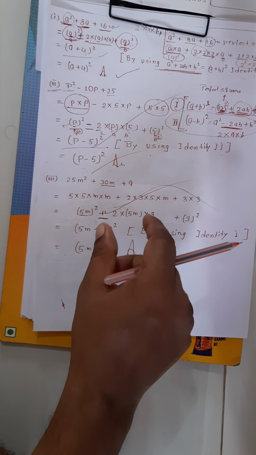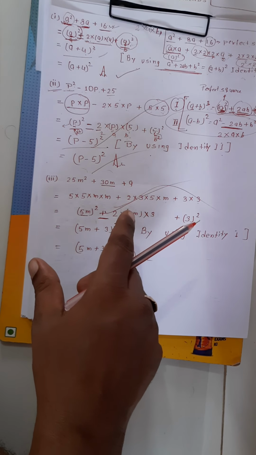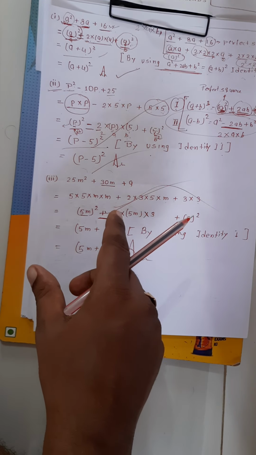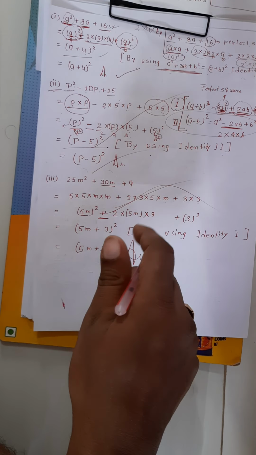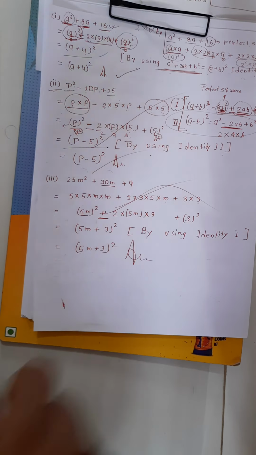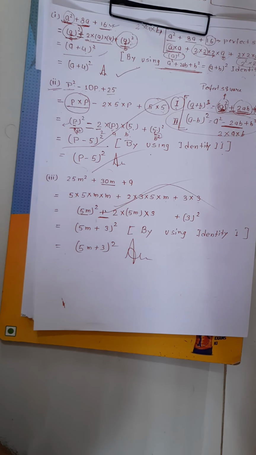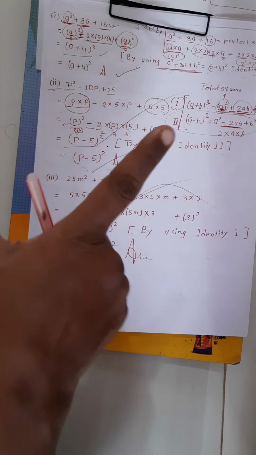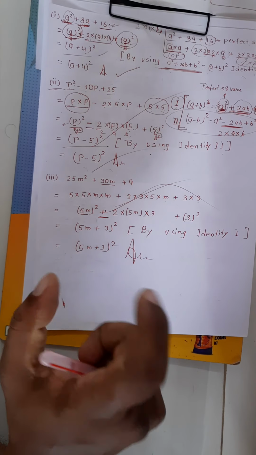Identity number third we cannot use, because the expression for identity number third has 2 terms only, and here there are 3 terms, so we cannot use identity third. So we will apply here identity number first or second.